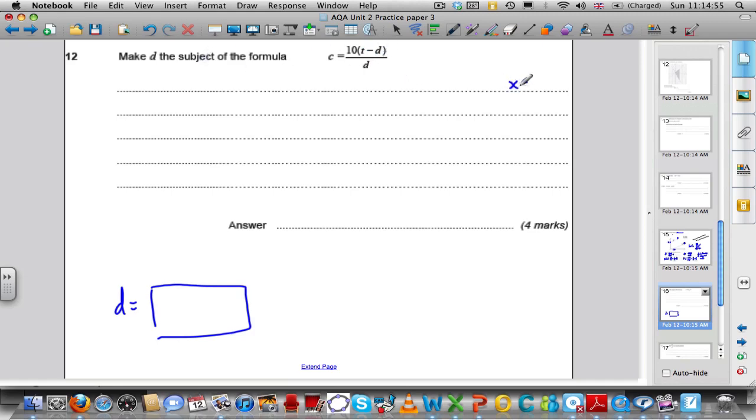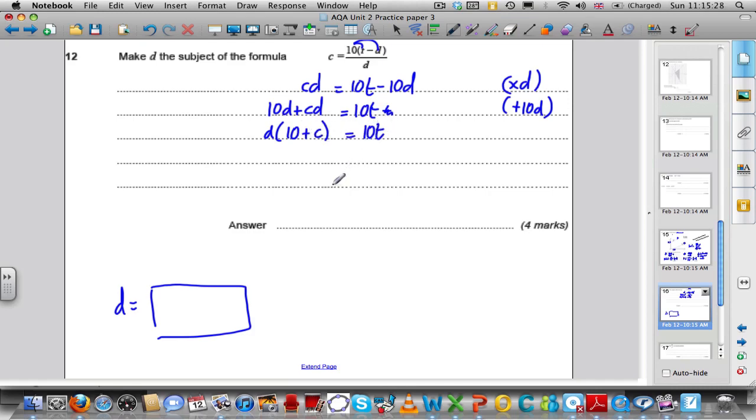So to start with, I would multiply everything by D to remove the D on the bottom. So you get CD is equal to, and expand out at the same time, 10t minus 10d. You want all the d's together, so I'm going to add 10d to both sides to get 10d plus cd is equal to 10t. Now I'm going to factorize. There's a d here and a d here. I'm going to say d(10 plus c) is equal to 10t. That's factorizing. Then I'm going to divide both sides by 10 plus c to get that d is equal to 10t divided by 10 plus c.